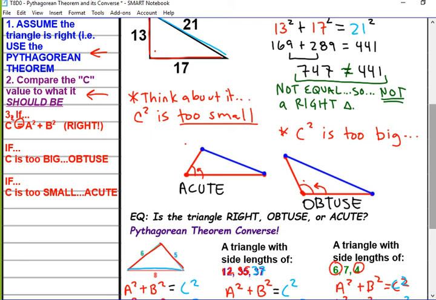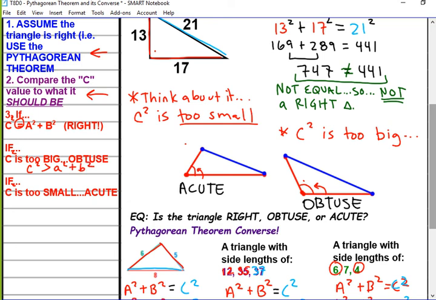If c squared is too big, in other words, if c squared is bigger than a squared plus b squared, we call it obtuse, and if c squared is less than a squared plus b squared, that means c squared is smaller than it should be, hence it's going to be acute.